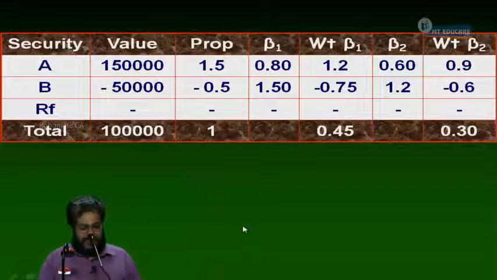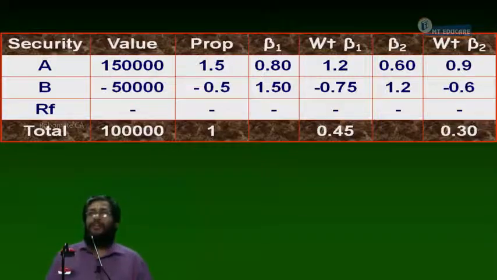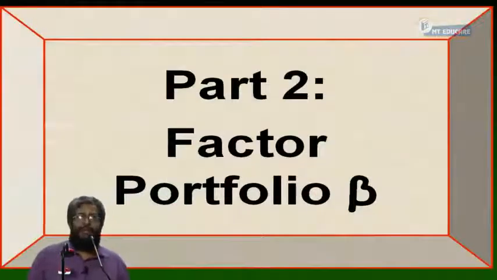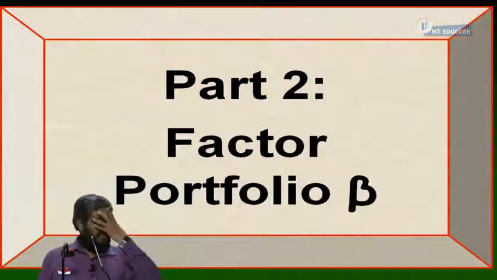Look at the question. If Mr. X borrows 1 lakh at a risk-free rate and invests the amount he borrows along with the original amount of rupees 1 lakh in A and B in the same proportion described in Part 1, what is the sensitivity of the portfolio to the two factors? Everybody accept or not? So can I proceed? Write down. Next, part 2. Factor portfolio beta with borrowings.